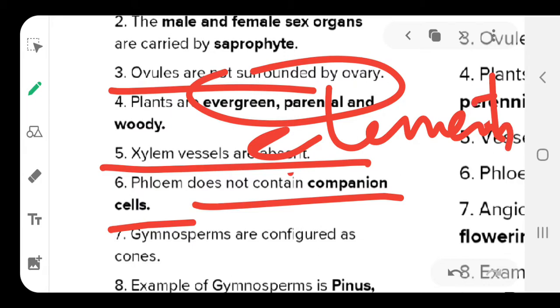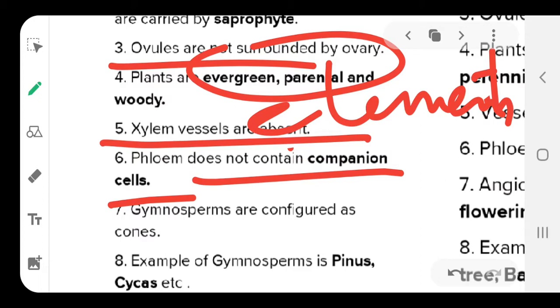The last topic in plant tissue, the complex plant tissue we have read, called the xylem and phloem. So they are the elements. One of the elements of phloem is companion cells, okay. The examples in the textbook from Gymnosperm are Pinus and Cycas.